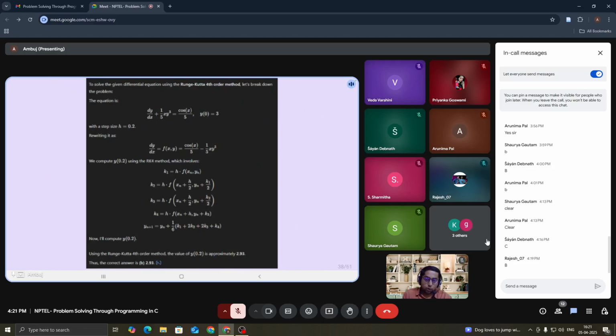We compute y(0.2) using the RK4 or Runge-Kutta method for fourth order. k1 is h into f of xn, yn. k2 is h into f of xn plus h by 2, yn plus k1 by 2. k3 is h into f of xn plus h by 2, yn plus k2 by 2. And k4 is h into f of xn plus h, yn plus k3. Then yn plus 1 is yn plus 1 by 6 of k1 plus 2k2 plus 2k3 plus k4. Now we will compute y(0.2).